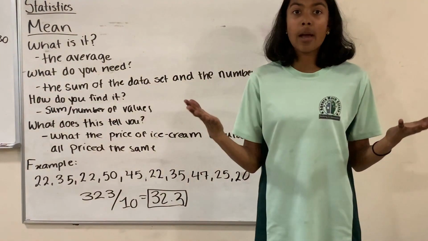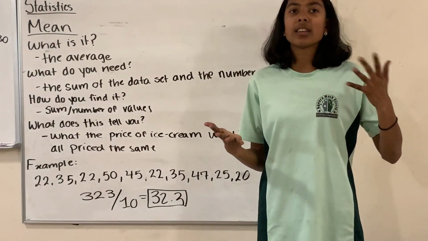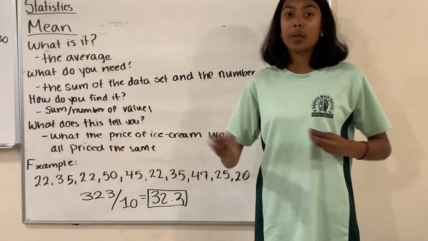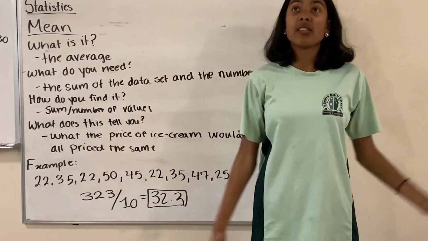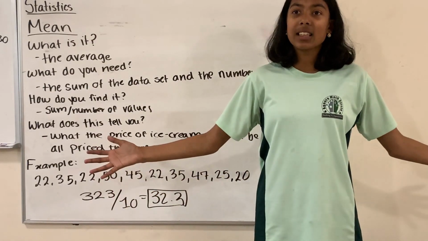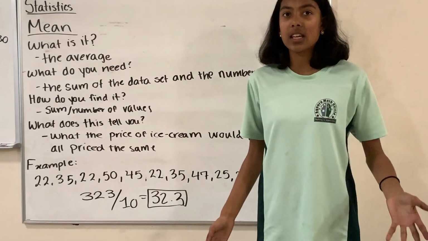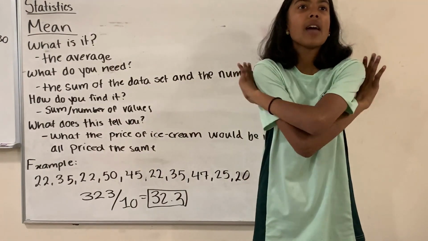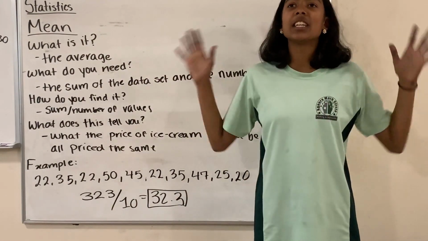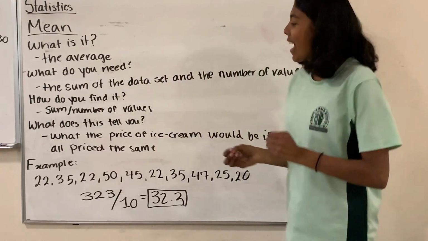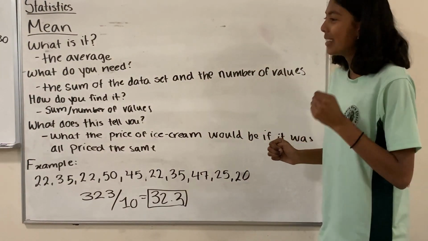It would tell you what the price of ice cream would be if all the prices of ice cream were the same. So it's basically a more extreme version of median. It's basically taking the median of everything.